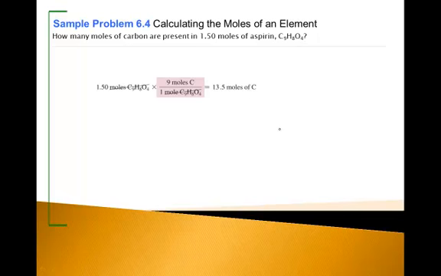So I could say that there are 9 moles of carbon if I have 1 mole of the whole compound. So if I have 1.5 moles of the whole compound, I'm going to have 9 moles of carbon on top, 1 mole of the whole compound on the bottom, and I'm going to take 1.5 times 9, and that's going to tell me how many moles of carbon. Now if I'd had hydrogens, then I would do 8 moles of hydrogen on the top.